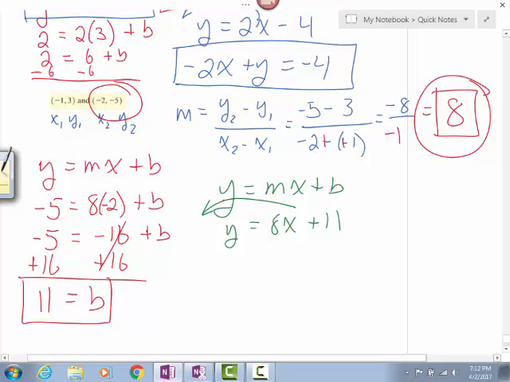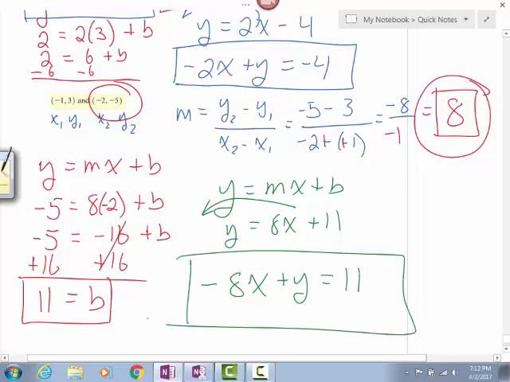But again, I need to move my 8x over. Negative 8x plus y is equal to 11. And that's 10.5.